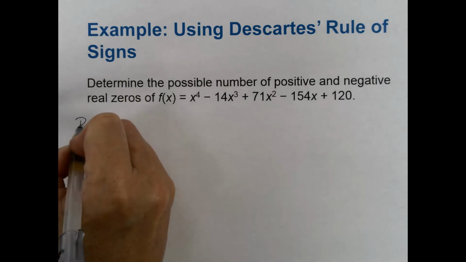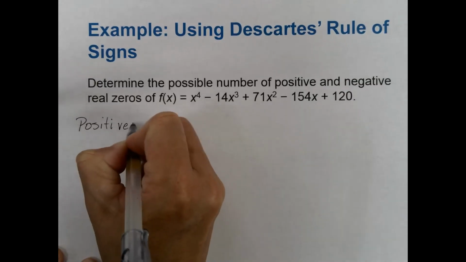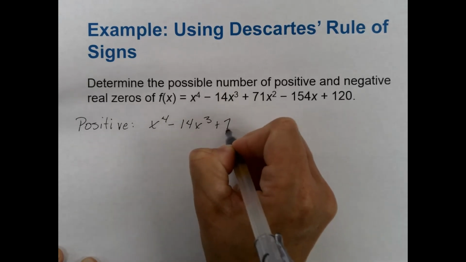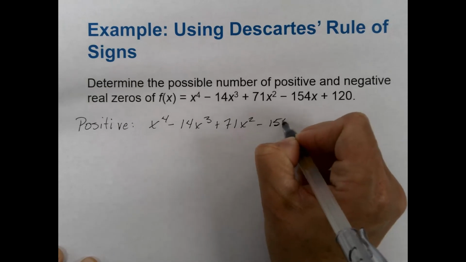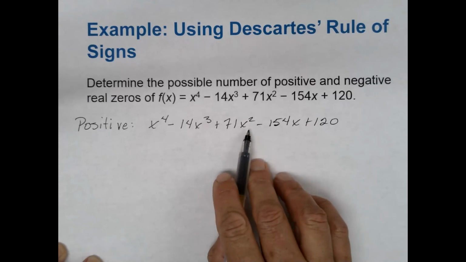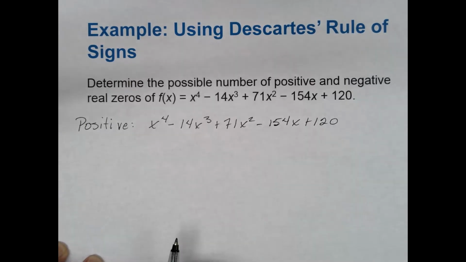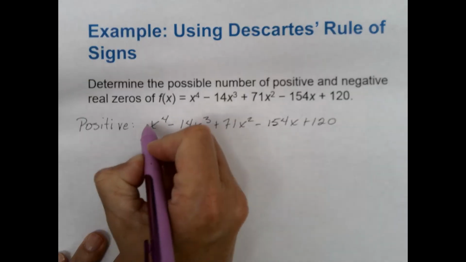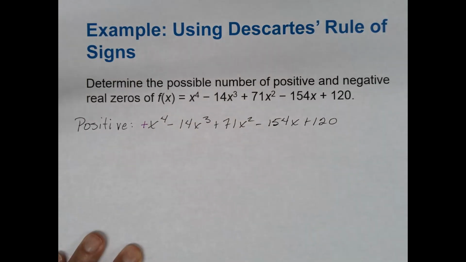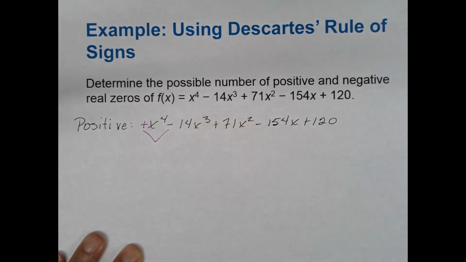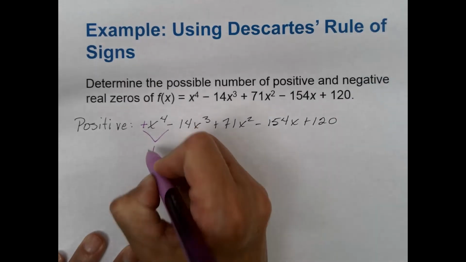So when we're talking about positive, you take your function, you make sure that it is written in descending powers of x, and ours is. We started off with a fourth, then a third, then a square, then an x, and then our constant. Okay? Now we're just looking for sign changes in the coefficients. X to the fourth, it has a positive implied out front, positive 1. Positive to negative. Did we change sign there? Yes, we did. I'm going to put a number 1 down there.